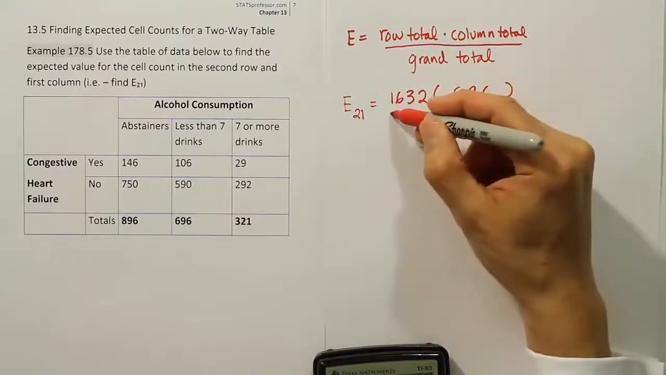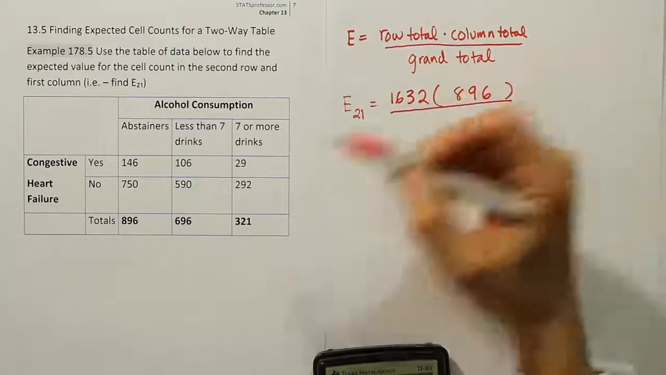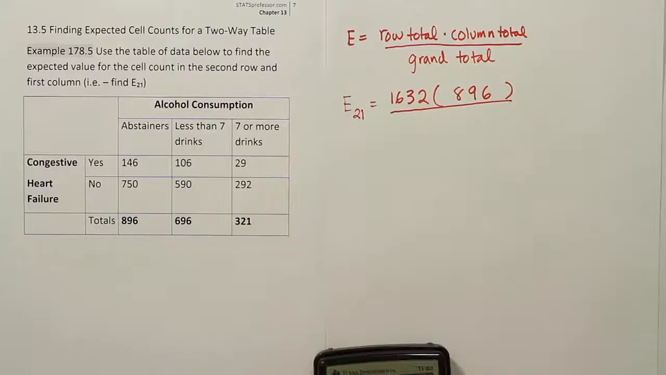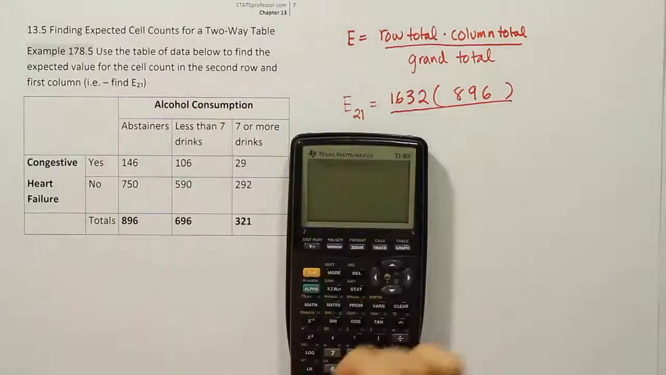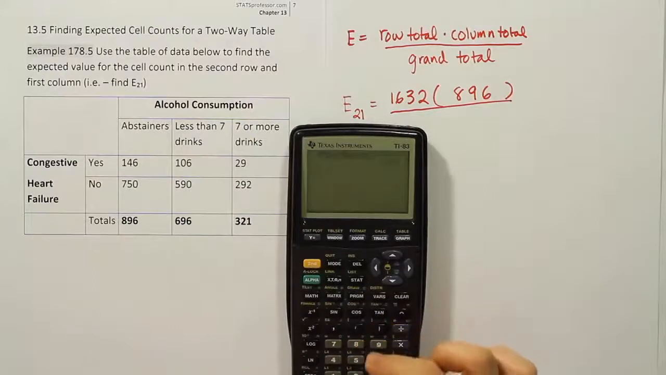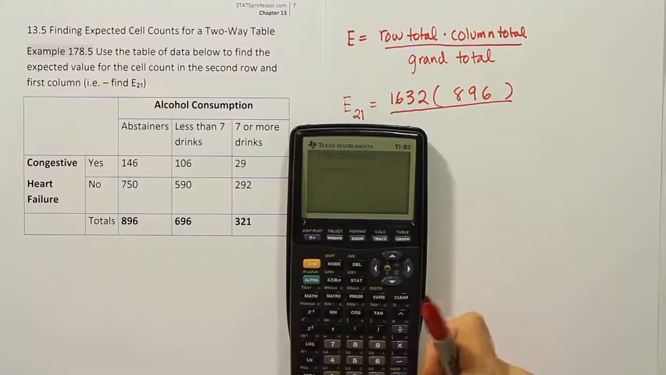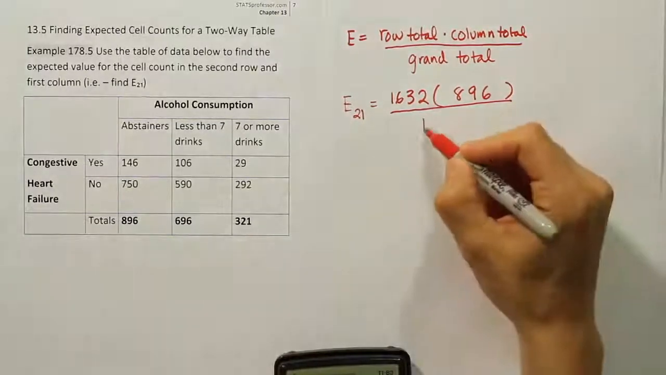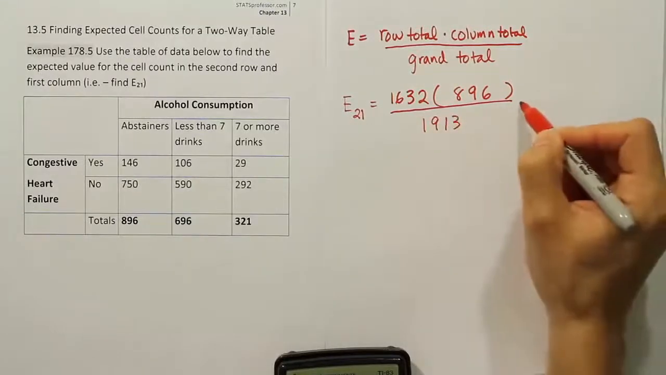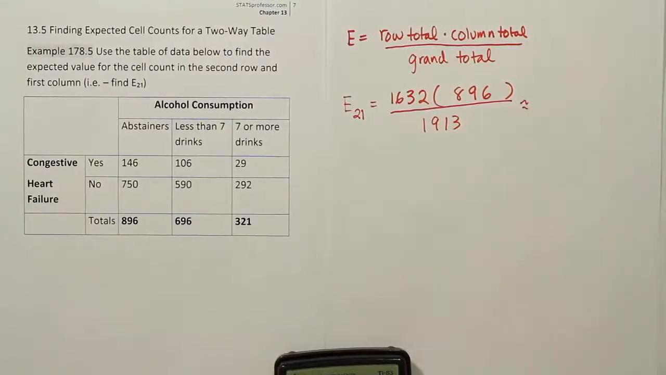And then lastly, we need to use the grand total here. The grand total is just the sum of these three values at the bottom. In other words, it's the sum of all the cells, basically. All right, so let's do that. It's going to be 896 plus 696 plus 321. And when you're done, you get 1,913. So 1913.